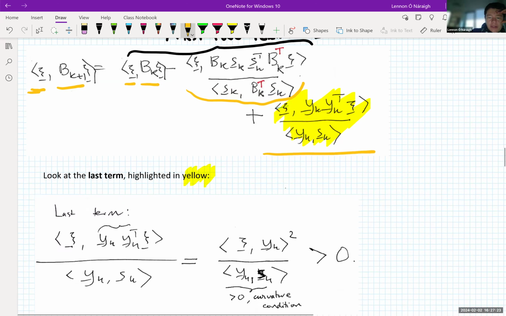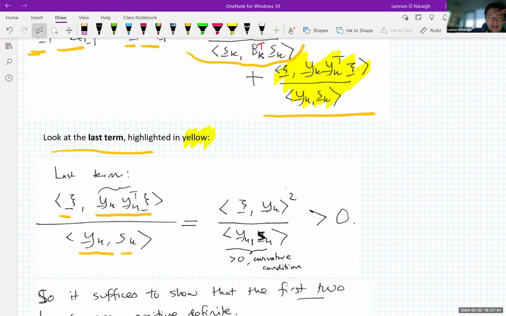And we're going to look at this last term first. So we focus in on the last term. It's xi scalar product with the outer product of y_k transpose xi, and then divided by the curvature, which is the scalar product of y_k with s_k. And you should be able to satisfy yourself that the numerator here is the scalar product of xi with the vector y_k, squared. So the numerator is positive because it's a square, and the denominator is positive by assumption. That's in the hypothesis of the theorem. So overall, the thing is positive. You should check this algebra for the outer product.